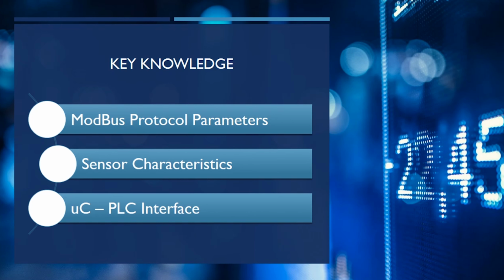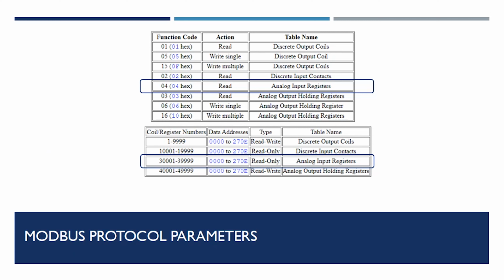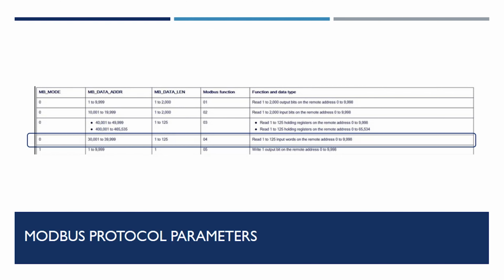Okay, so we're going to briefly review three items in this video: the Modbus protocol parameters, sensor characteristics, and the PLC interface. Regarding Modbus parameters, we're going to use function code number 4, which is meant to read analog input registers from a register range that goes from 30,001 to 39,999, and Modbus mode 0 for such a function code.